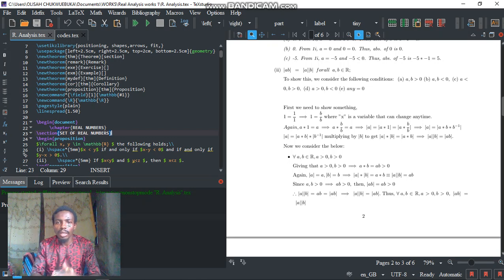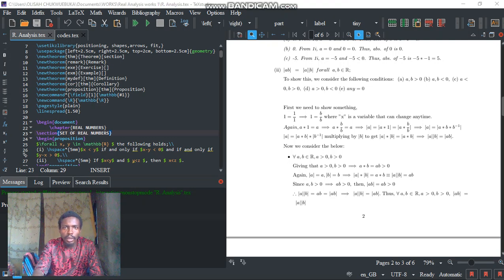So to show this, we consider the following conditions. Actually, we are going to consider five conditions here. When A and B are individually greater than 0; when A and B are individually less than 0; condition C, when A is less than 0 and B is greater than 0; condition D, when A is greater than 0 and B is less than 0; condition E, when any of them equals 0.